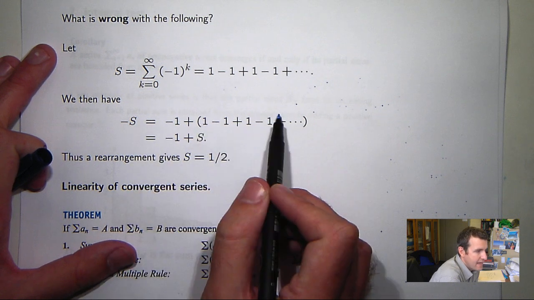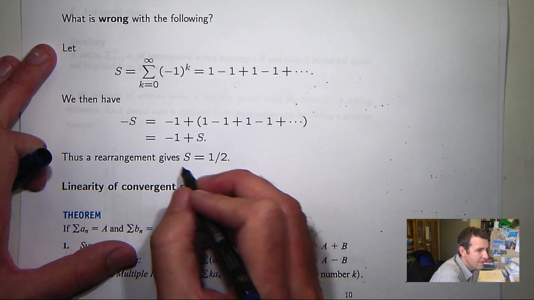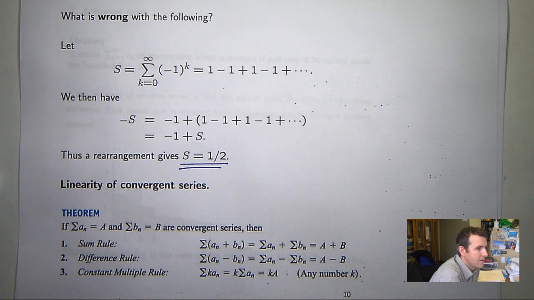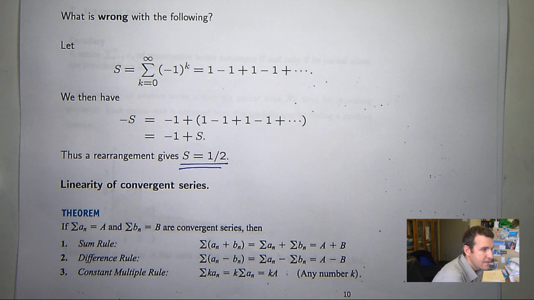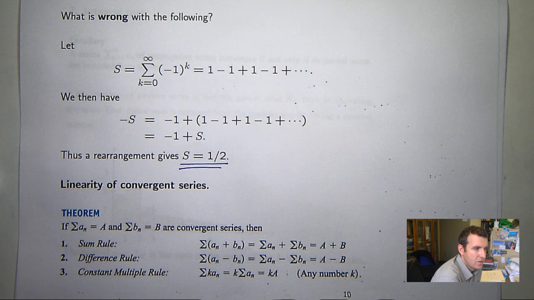Okay, so if S is that, and I multiply everything by -1, I can just rearrange and bracket things up, and you see I've bracketed there and got minus S equals -1 plus S. So if I rearrange that and divide by 2, I get big S equals 1/2. So based on that, my series, big S, must equal 1/2. Well, what's wrong with that? What's wrong with that statement?